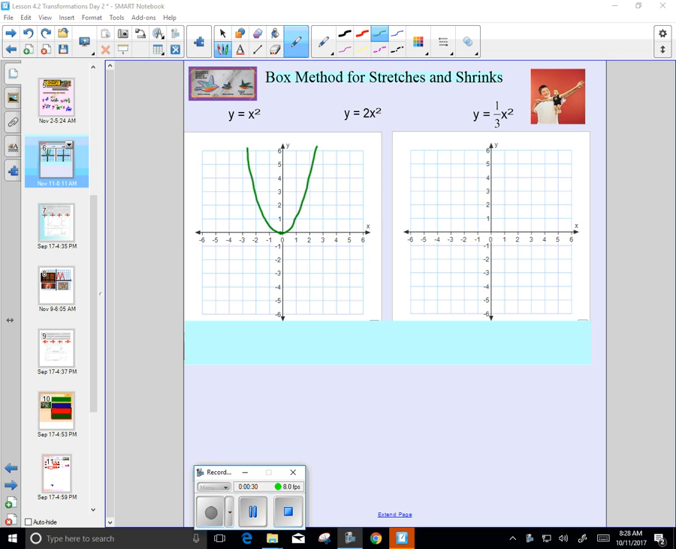I'm going to show you a little technique that I think is brilliant. It's absolutely brilliant. So you're going to take from 0, 0, go to, just make a box up here to 2, 4.